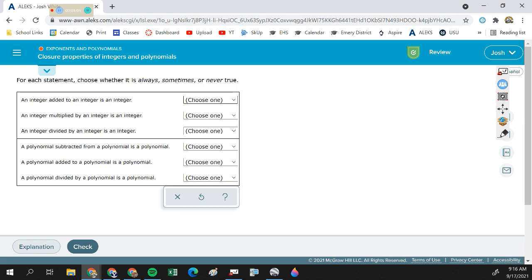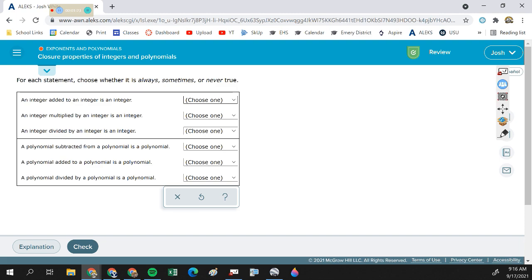What is an integer? A whole number including negatives. So if you take a positive or negative whole number and you add it to a positive or a negative whole number, do you always get a positive or negative whole number? Yes. So we say that the integers are closed under addition.